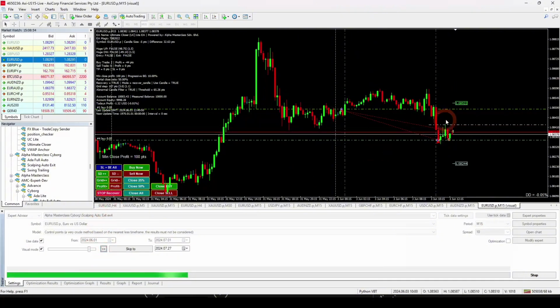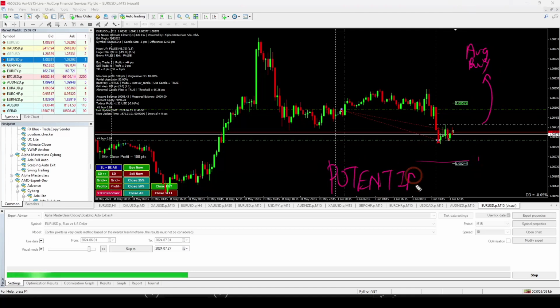Alright. This white line is your average buy price. And this is your potential next entry. Okay? Potential next buy. If the price comes to here and the robot thinks that it is a good chance of reversal, then potentially it will buy after this price.